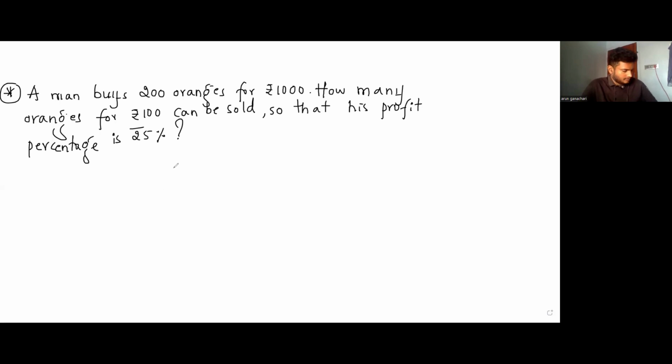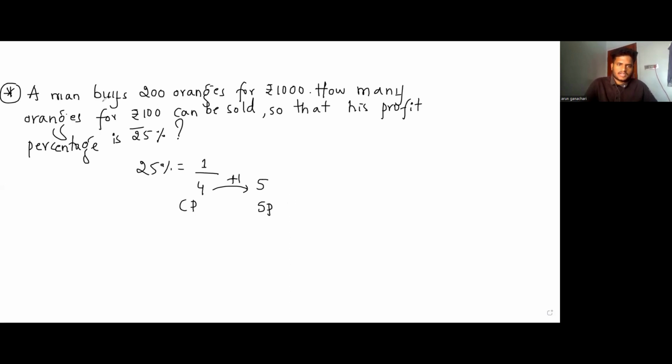How to solve this? See this. He should have 25% profit. What is 25%? 25% is 1 by 4. So 4 will become how much? 5. So if 4 is the cost price, selling will be 5.